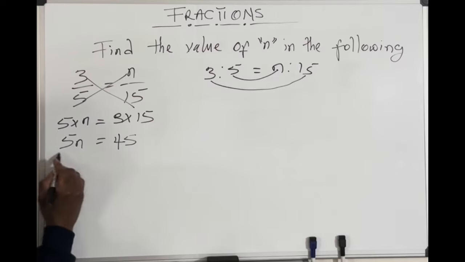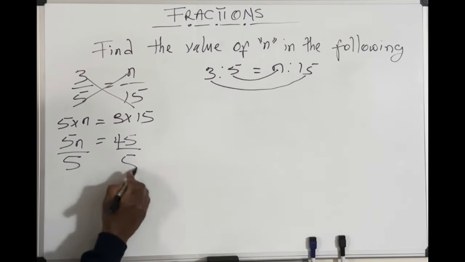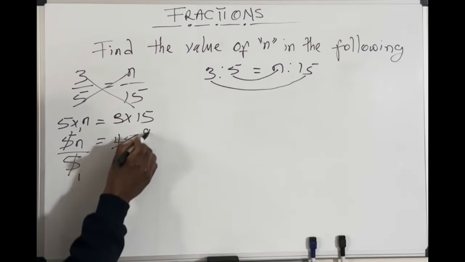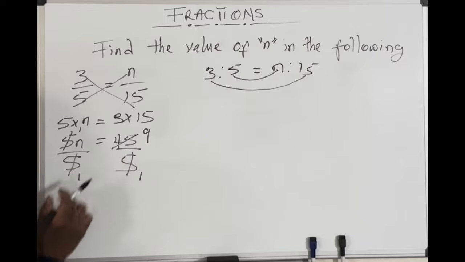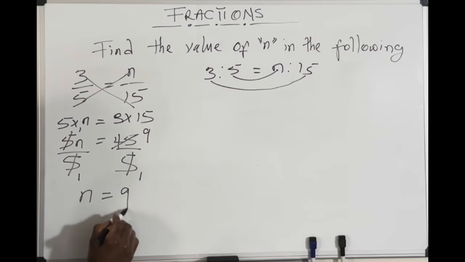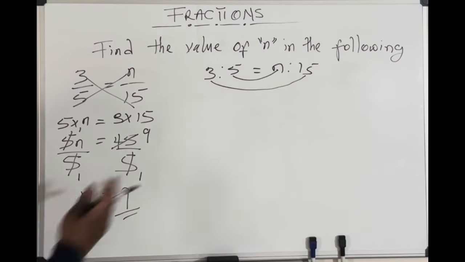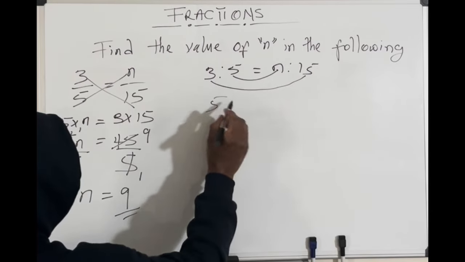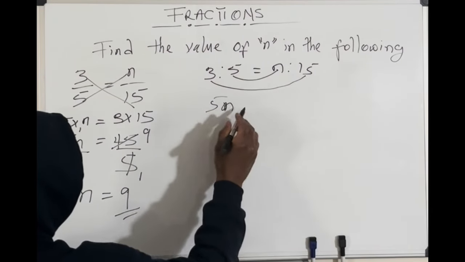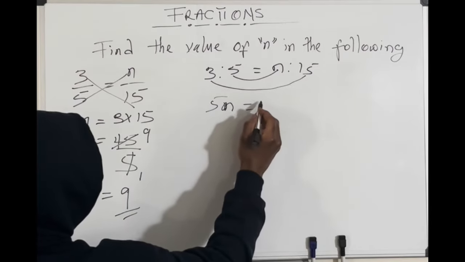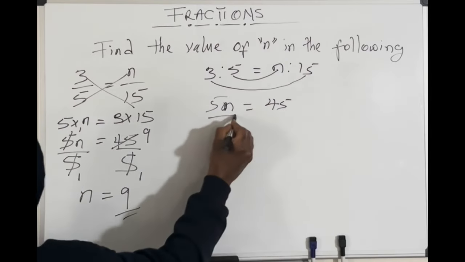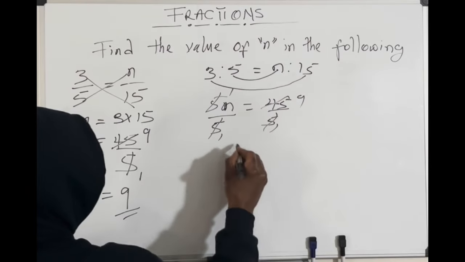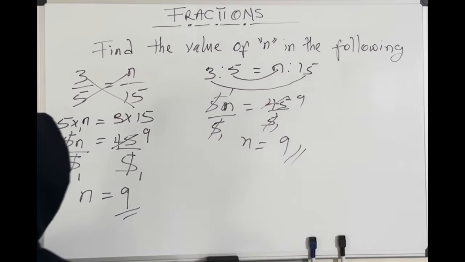And then the 5 will multiply through. 5 goes here, 1 goes here; 5 goes here, 9 goes here, because 5 times 9 will give us 45. So our final answer will be 9. The same way, quickly: we need an n, so we bring 5 times n is equal to 3 times 15, which is 45. Multiply through. So n is 9.